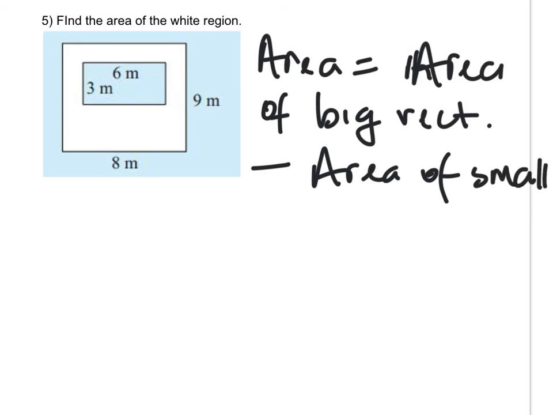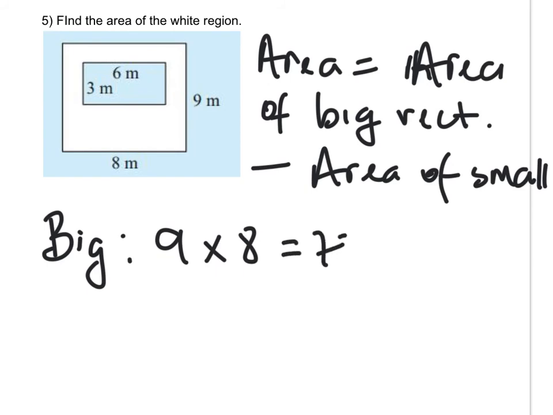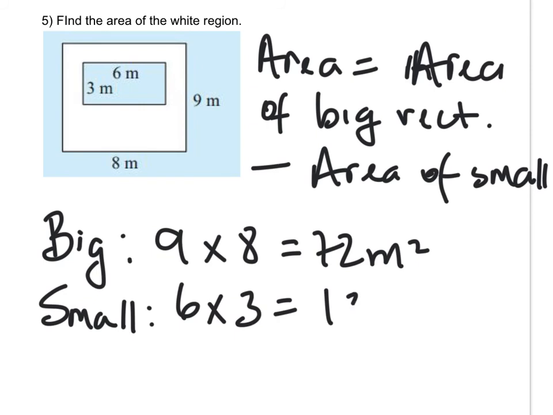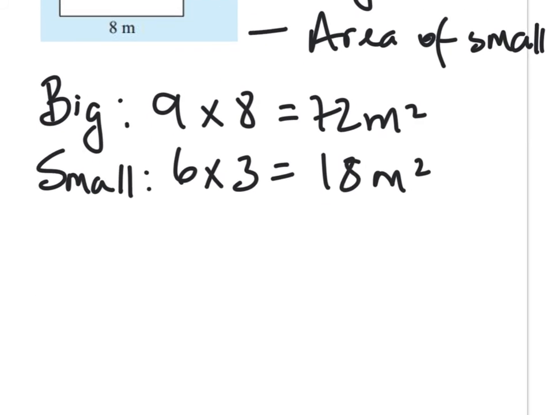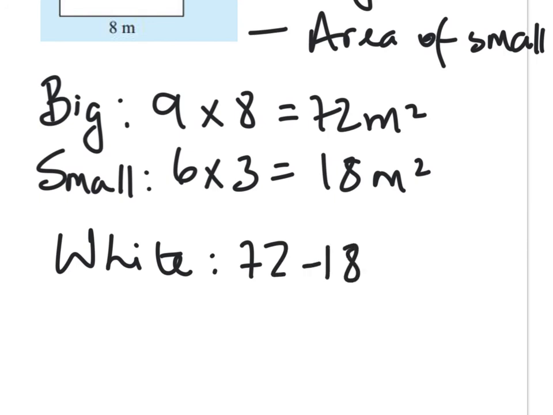So let's do the big rectangle. What's the area of the big rectangle? It's 9 times 8, which is 72 meters squared. Small is 6 times 3, which is 18 meters squared. So then the white part, 72 minus 18, which equals 54 meters squared.